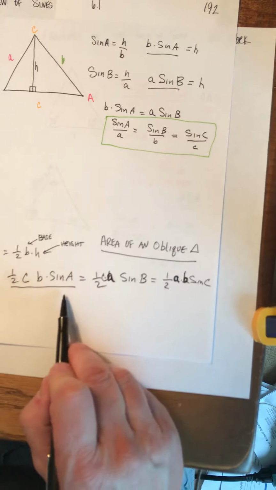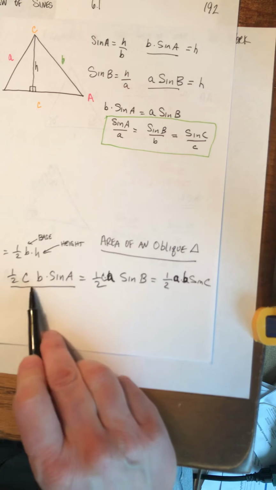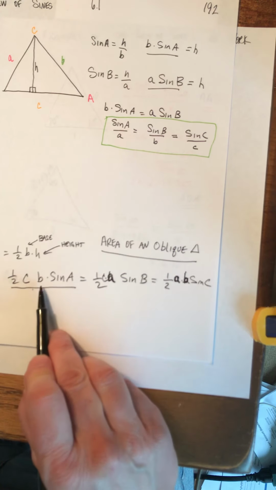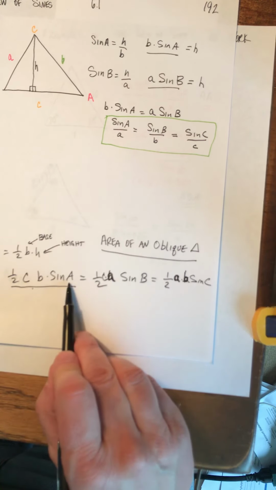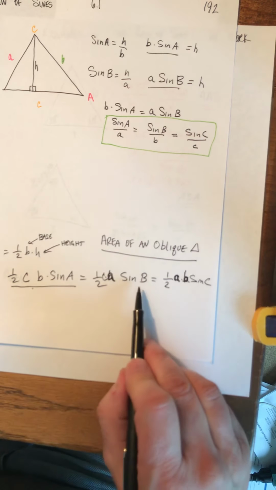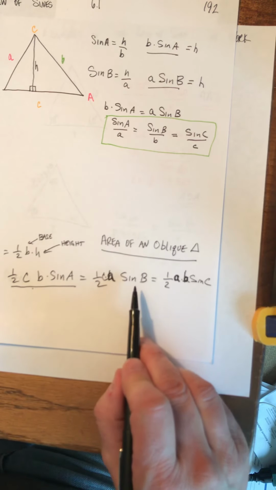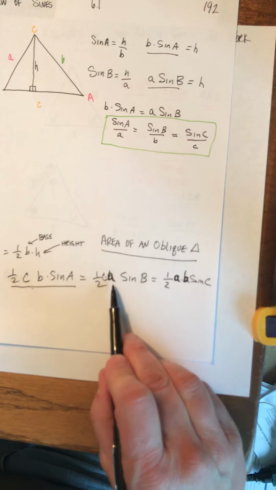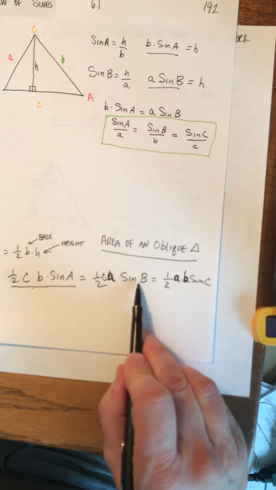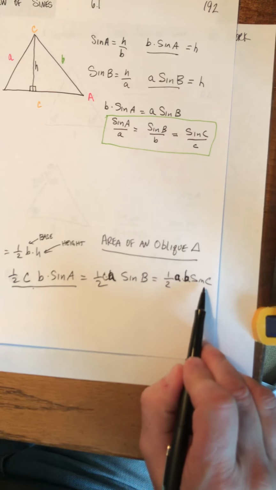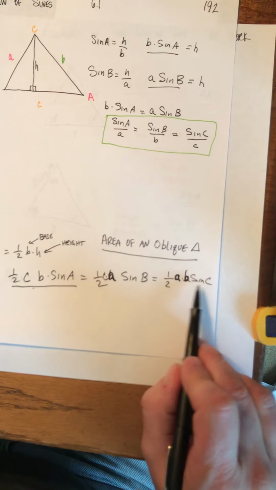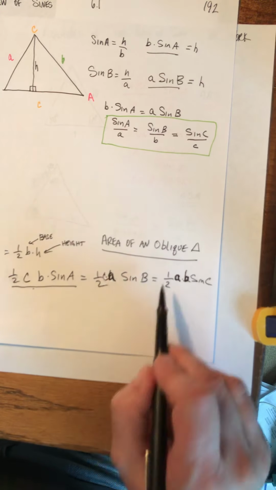So if I'm using angle A, I could use sides B and C, not the side that's across from angle A. If I'm using angle B, I would use sides A and C, the two sides, but not the one across from B. And if I want to use angle C, I would use A and B. So correct that in your notebook.